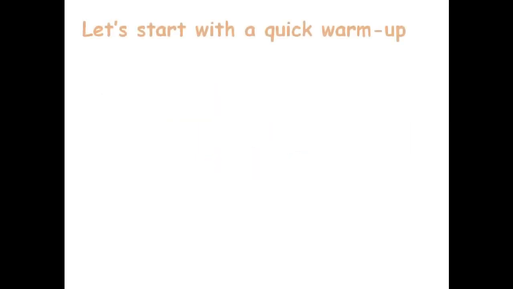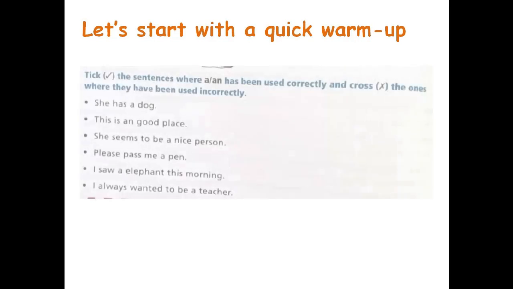Before I teach you the new rules, I'm going to have a quick recapitulation of whatever you all already know about articles. So we'll start with the warm-up exercise. This picture is taken from your book. This is the first part of your book. There's a small activity here. Let's see what we have to do.